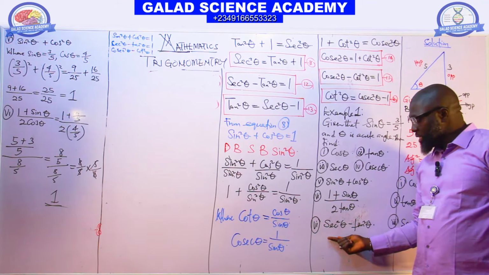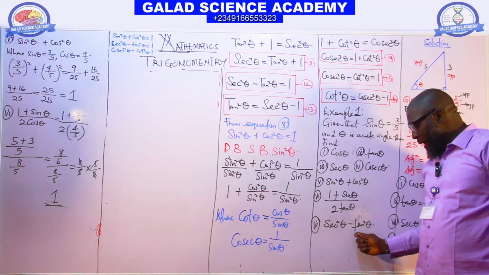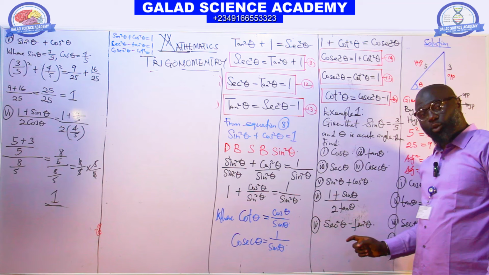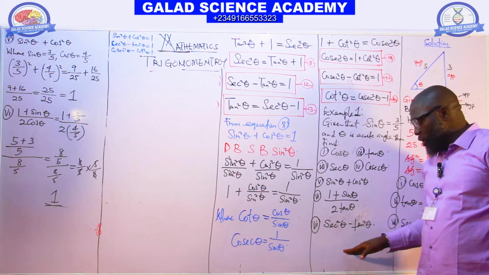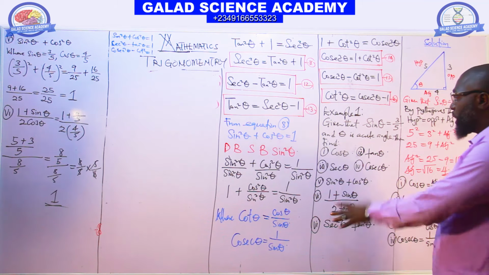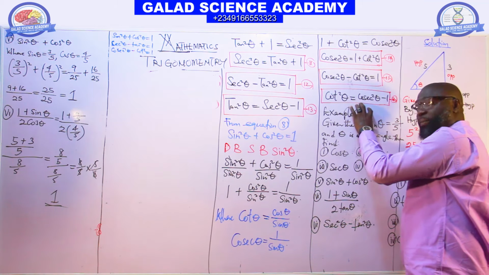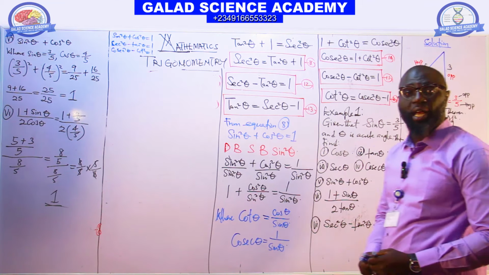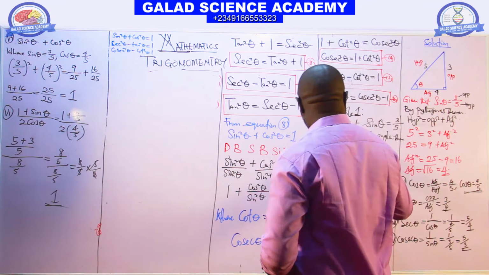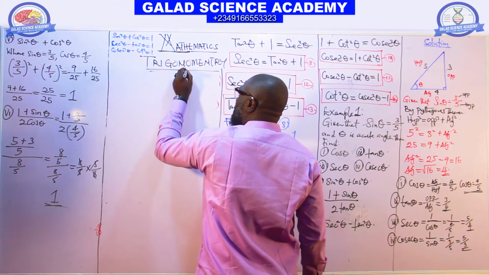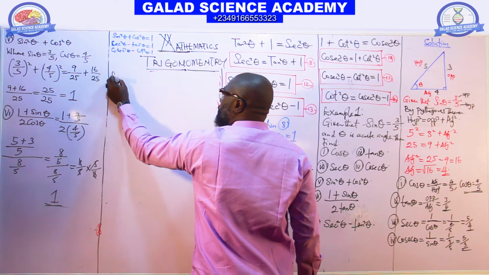So please help me to solve this number 7. We say sec squared theta minus tan squared theta. Please help me to solve it and then put your final answer in the comment section. So this is example 1. Let me bring another one, example 2, under the trigonometric identity.